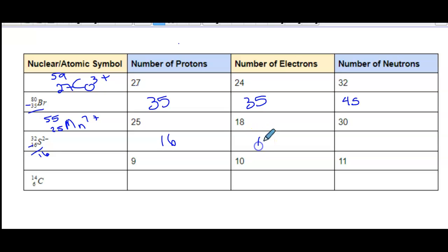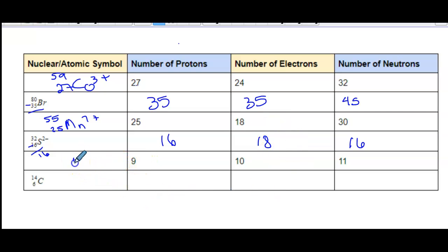2 minus means I have 2 extra, so I have 18 electrons. And then I know that I must have neutrons of 16, because remember when I turn the subtraction problem in here, it gives me the neutrons. How did I get the 18 again? Remember, I have 16 protons, and I know I have a 2 minus, so I gain 2 electrons. 2 minus means I'm more negative. More electrons means I'm more negative.